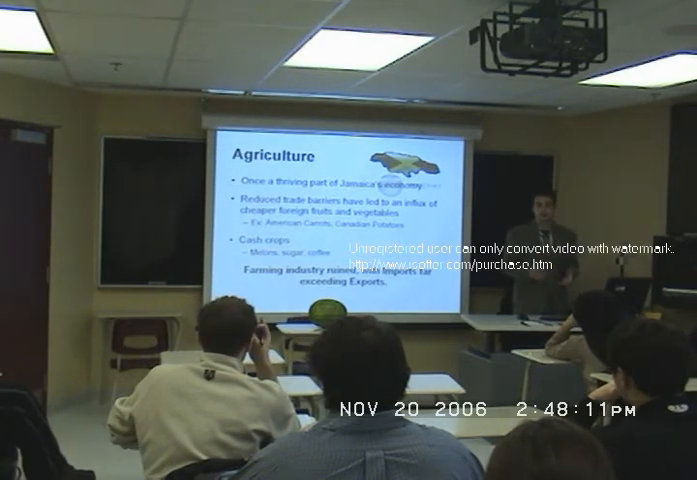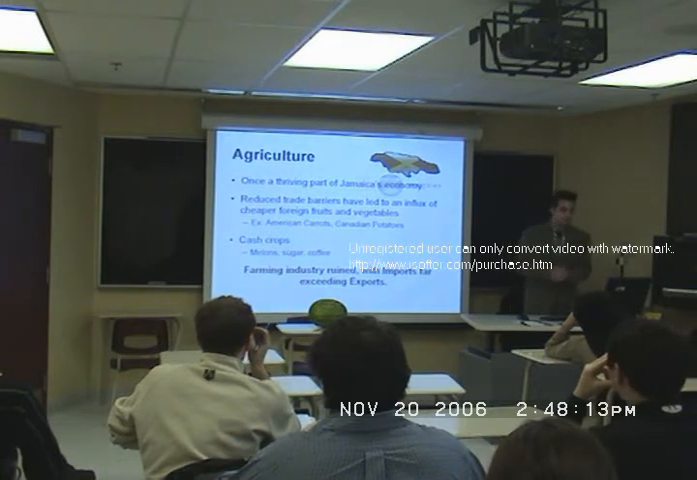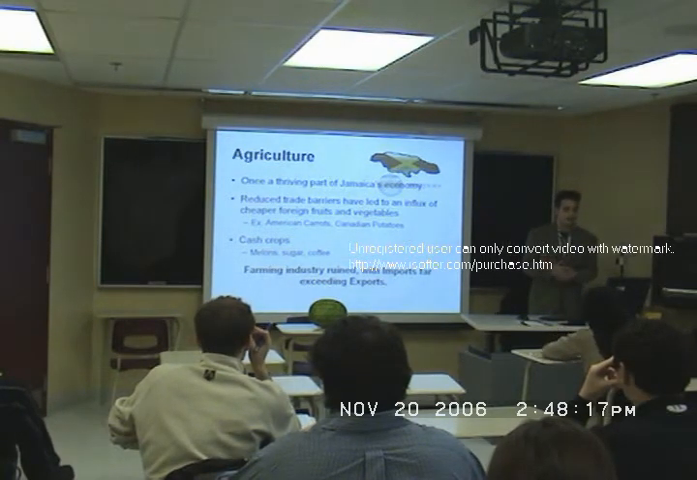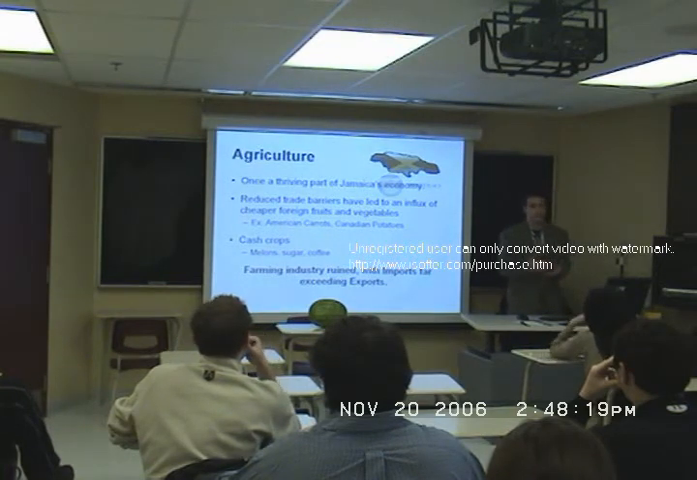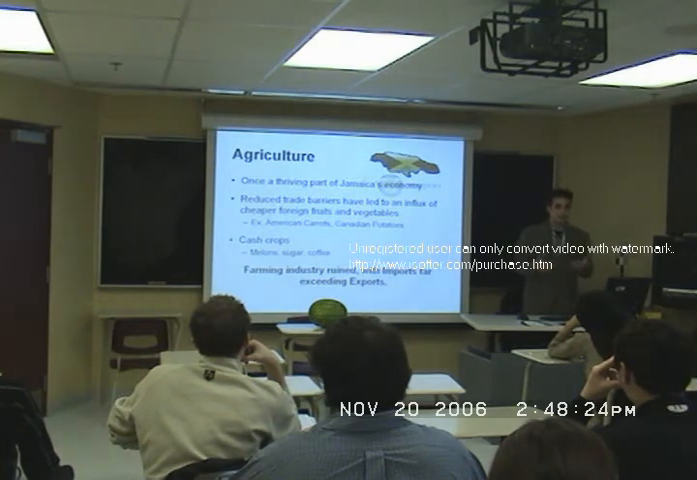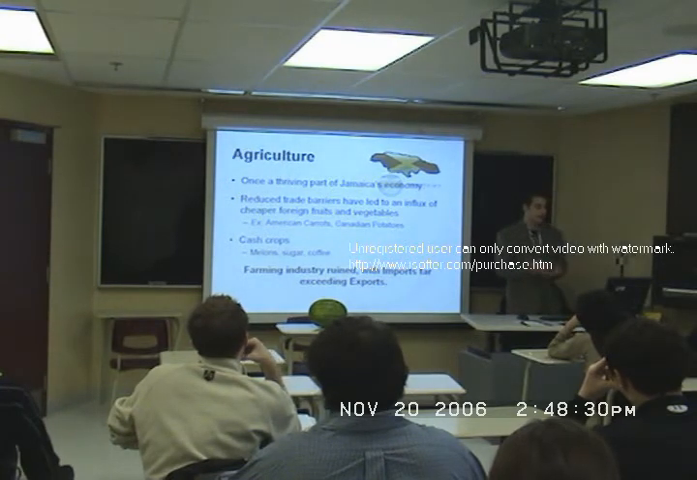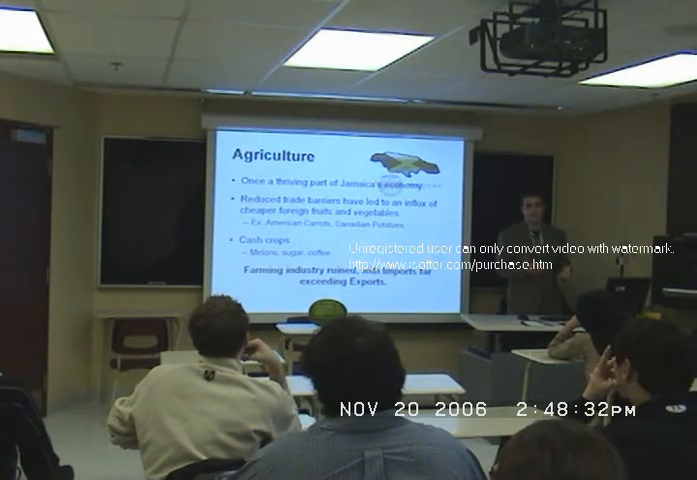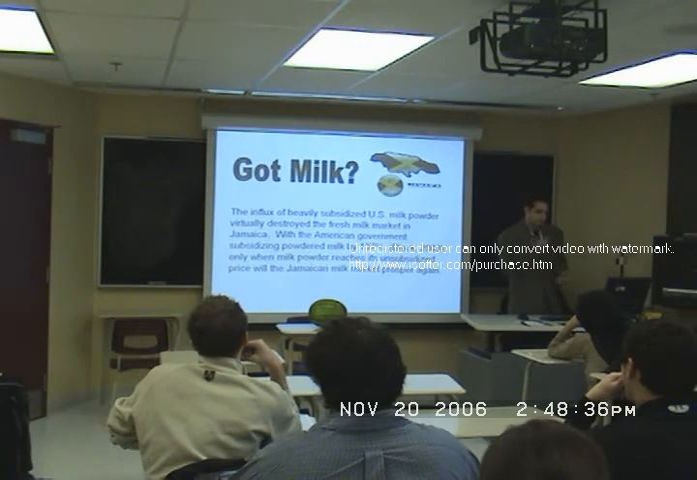Agriculture was once a thriving part of Jamaica's economy. There used to be subsistence farming, but when there was a reduction of trade barriers, there was an influx of cheaper fruits and vegetables from the Americas, from Europe, and multinationals. So it didn't become viable to do subsistence farming anymore. American carrots, Canadian potatoes just saturated the market. So then they had to create cash crops for melons, sugar, coffee. The farming industry was ruined. The imports far exceeded their exports.